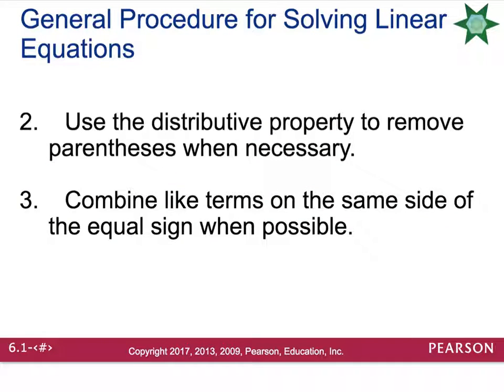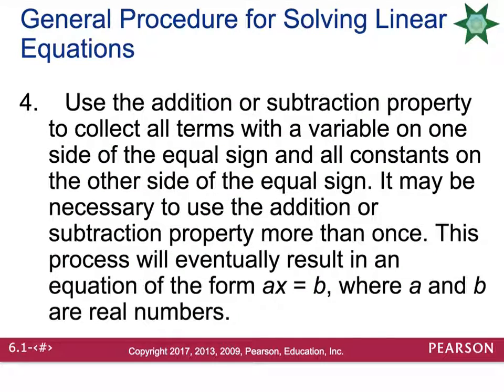After the fractions are eliminated, you want to use the distributive property to remove any parentheses. Parentheses in solving are bad. After the parentheses are gone, you will combine like terms on each side of the equal sign if possible. Sometimes it's not possible. After the parentheses are gone and you've combined the like terms, you will do the addition or subtraction property first. That will allow all of the items with x's to be on a side by itself.